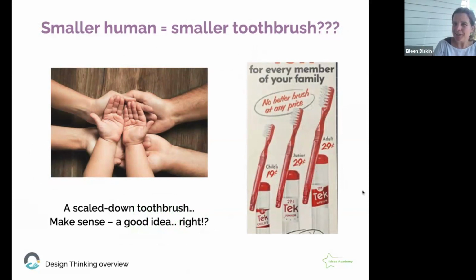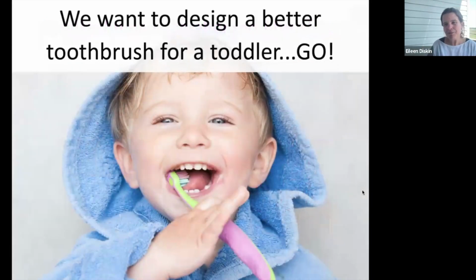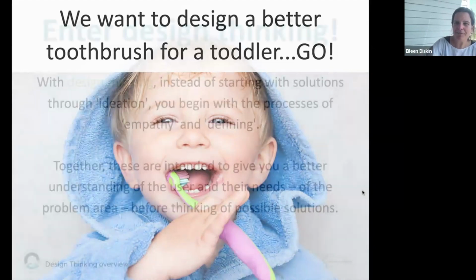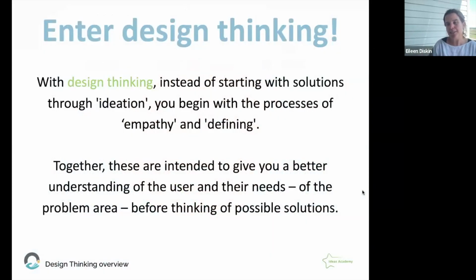But several decades ago, Oral-B thought, there might be a better toothbrush. I think there might be a better possibility here. So they went to a design firm, and basically said what I asked you: we want to design a better toothbrush for a toddler. What that design firm did was use a process, the framework called design thinking.